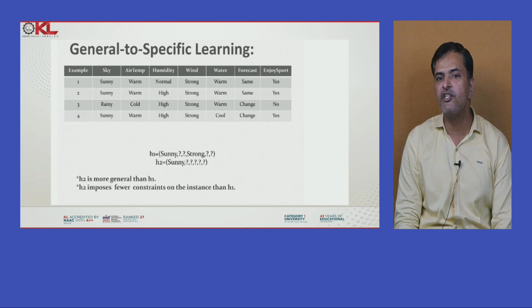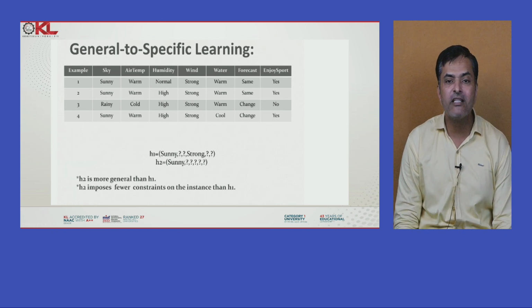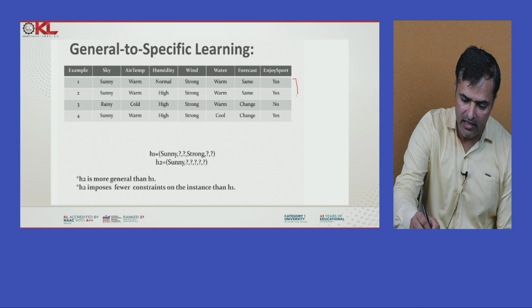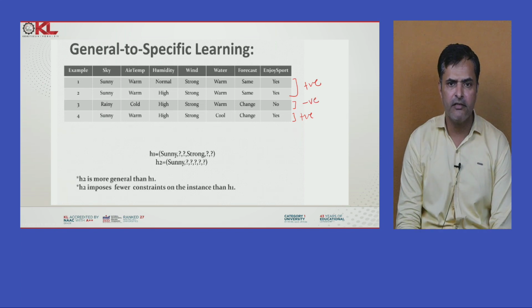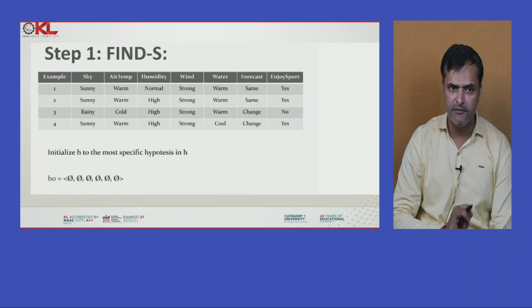And then we have to decide whether they enjoy the sport. The first one is yes, the second one is yes, the third one is no, and the fourth one is yes. So all the yes ones are the positive instances, and the no one is the negative instance. Okay, how will we solve this one? I will just switch to the next one.